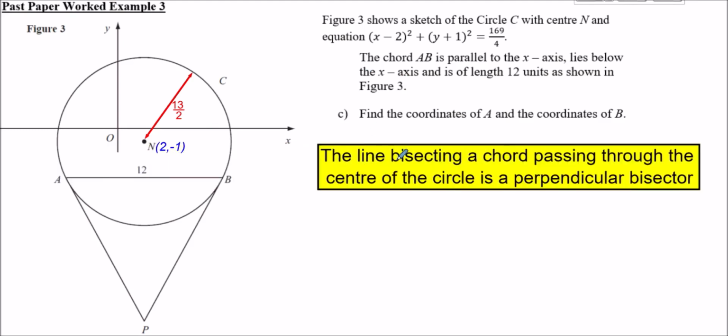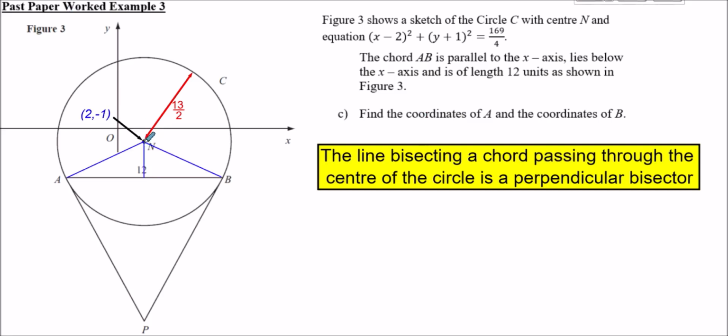This is what we need to remember. The line bisecting a chord passing through the centre of a circle will always be a perpendicular bisector. So we can use this to our advantage and fairly easily, once we remember this, apply it to find out what A and B are. So let's just label on the diagram using this fact.